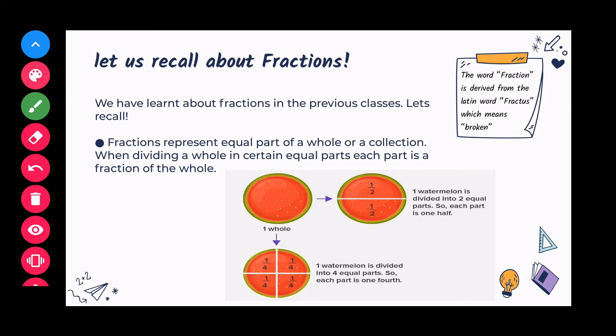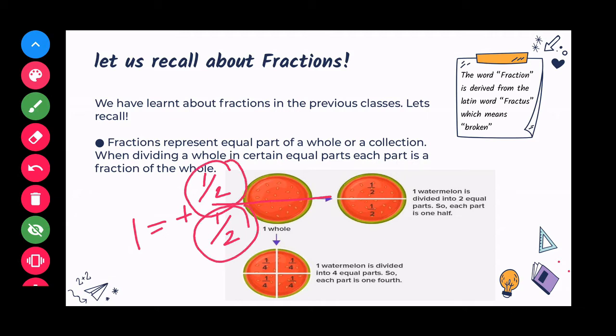Fractions represent equal parts of a whole or a collection. What that means is, let's say I have an entire watermelon and I cut the watermelon in the middle. Now we have two parts in the watermelon. Each part represents half of the watermelon. This part we can represent as 1 by 2, and the other part I can represent the same as 1 by 2. So each part is called a fraction of the watermelon. The sum of the parts gives us the whole, which is 1. That's what we call fractions. This 1 by 2 and this 1 by 2 are what we call fractions.